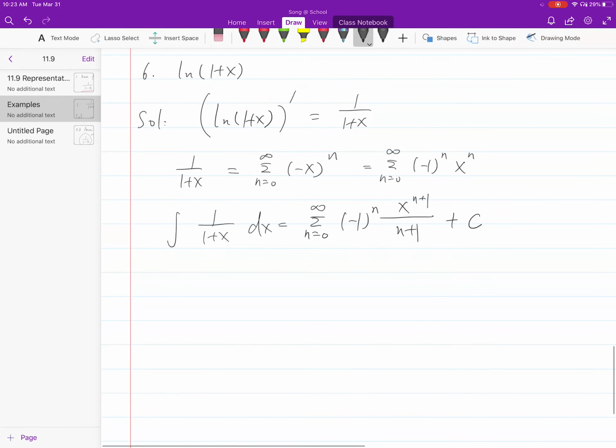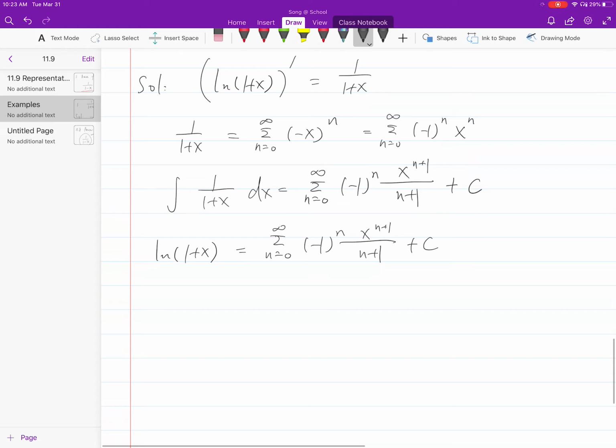So what we have here is not ln(1 plus x) yet. Not until we figure out what c is. To find what c is, we plug in some number. I would suggest always plugging in a number such that the power series becomes 0, which means you plug in the center.